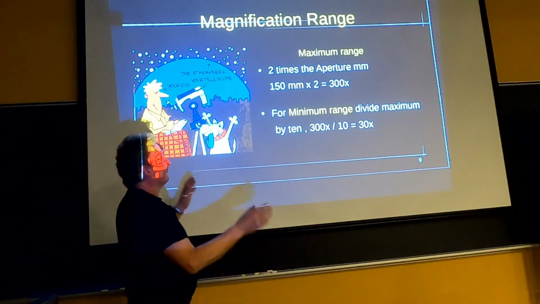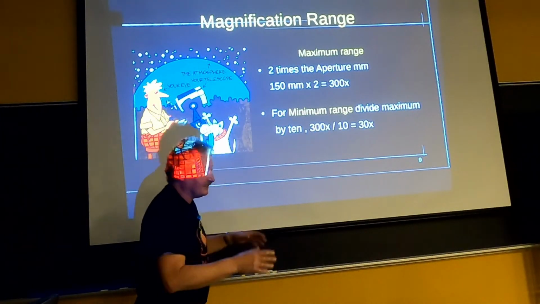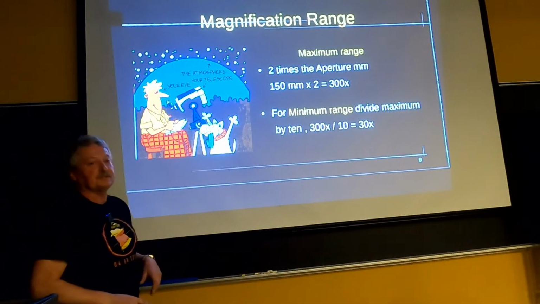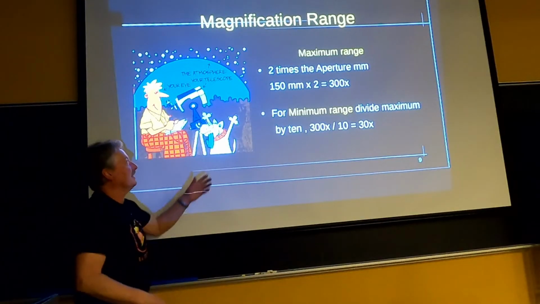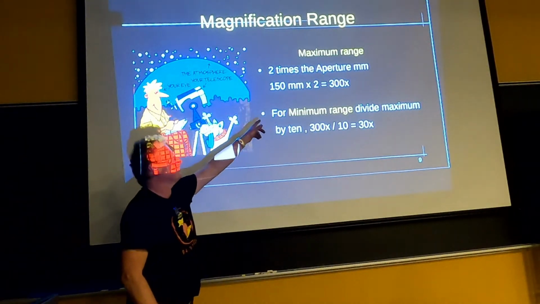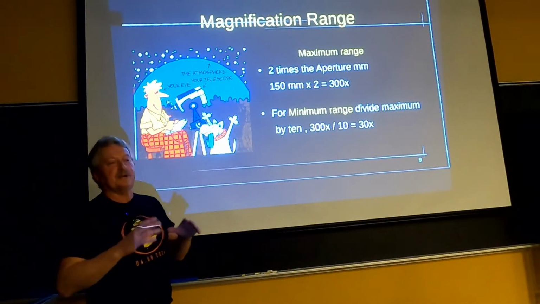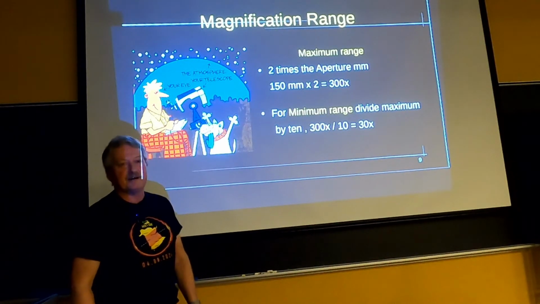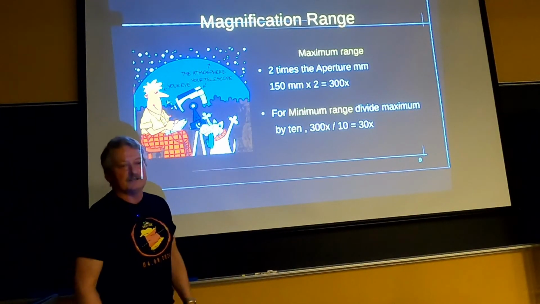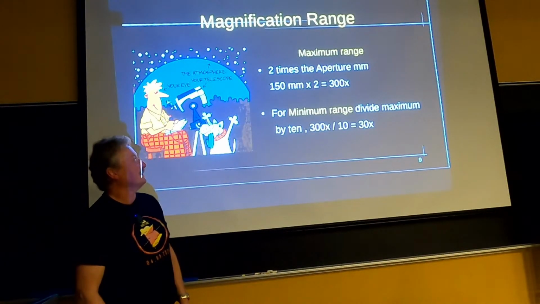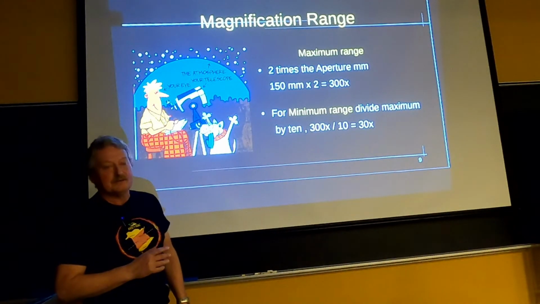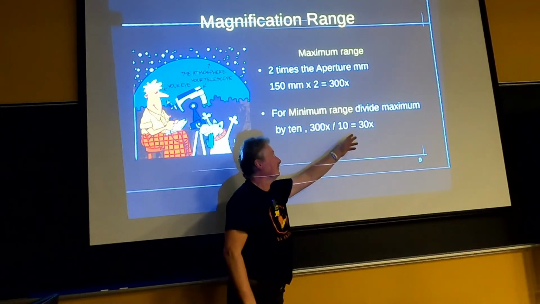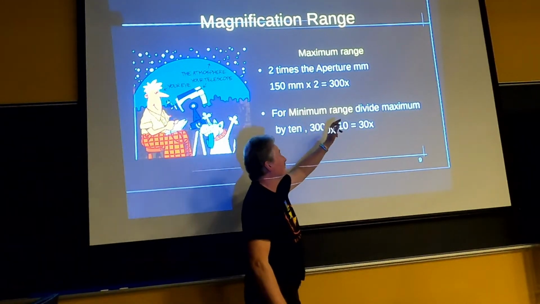magnification. Every telescope has a magnification range depending on the size of your aperture. And usually it's 2 times the aperture in millimeters. So if you had a 150 millimeter or 6-inch scope, you could go up to 300 power. You will rarely ever make it to 300 power because the atmosphere is going to mess you up. You'll be lucky, I'm going to say, to get to 200. And for your minimum, you just take that 300 and divide it by 10. So your useful magnification is between 30 and 300.